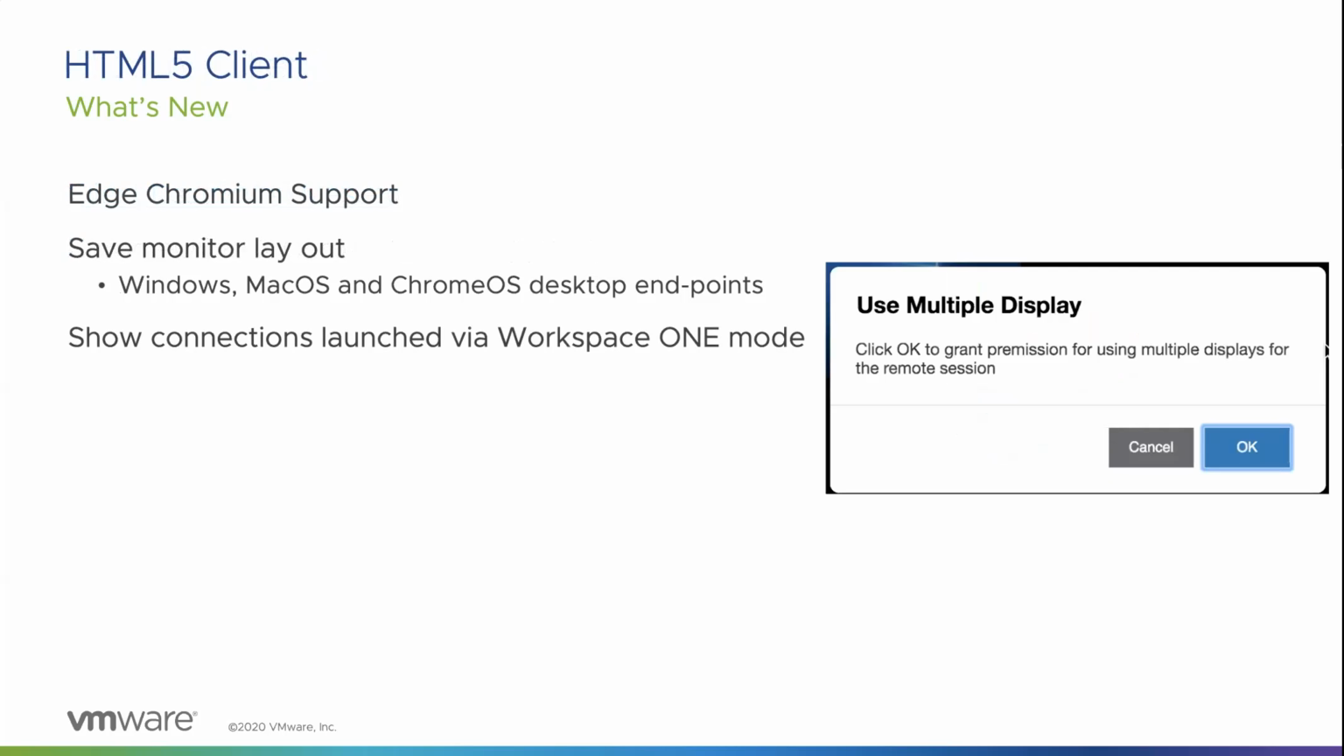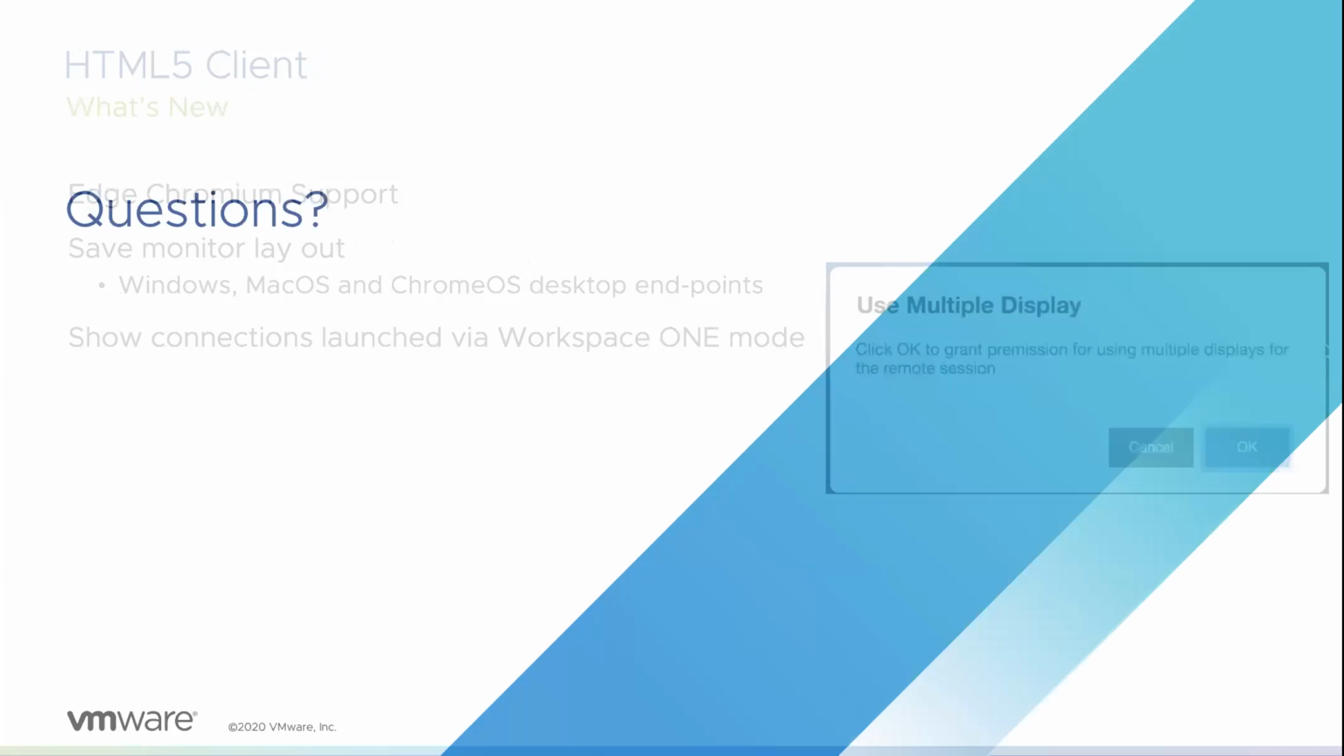You can actually save the topology and layout, which is nice. And you can show connections launched via Workspace ONE mode. In the past, they wouldn't show up in there. Now you can see those.